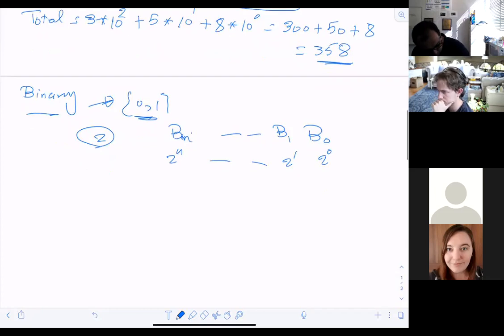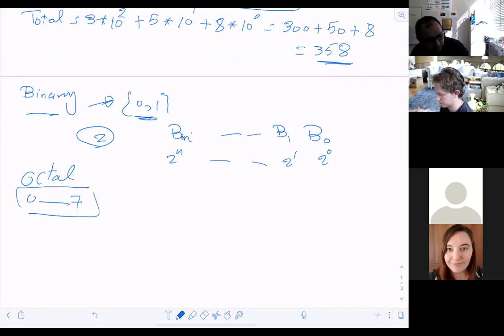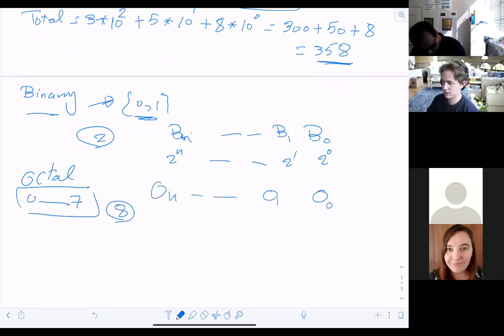Let's go into octal. Octal is going to be 0 to 7, so that means my base is 8. It should be O0, O1 up to On, and then 8 power 0, 8 power 1 up to 8 power n.